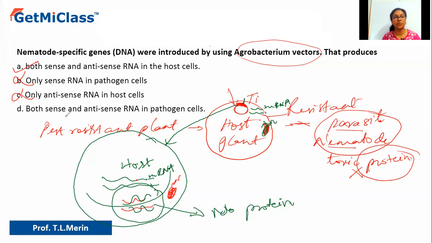Then option D says both sense and antisense RNA in the pathogen cells. We are introducing the gene into the host cell, so we have to talk about sense and antisense RNA in the host cell. Hence it is ruled out. So what is the correct answer? The correct answer is option A.